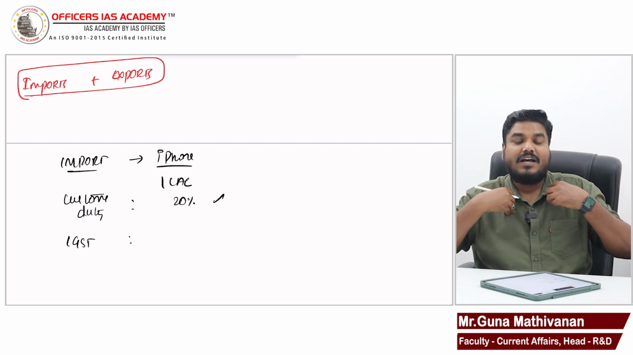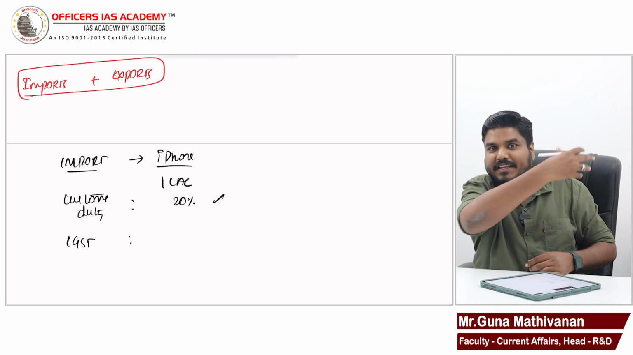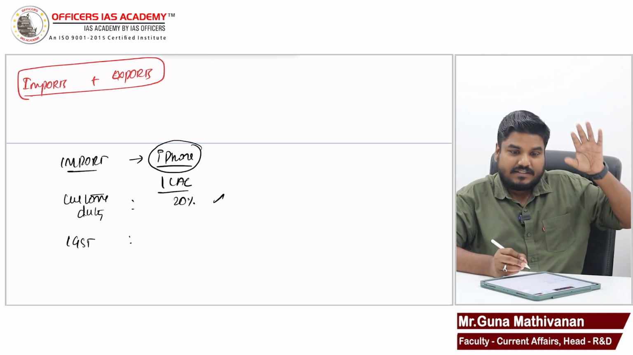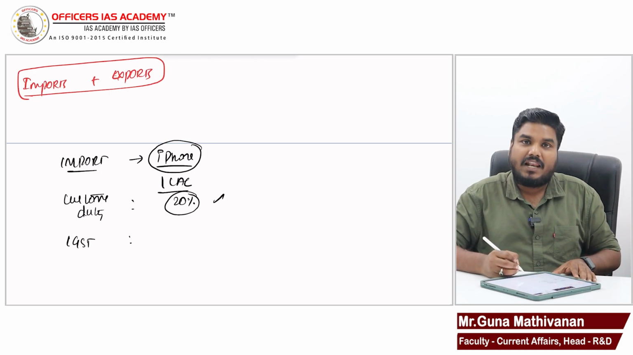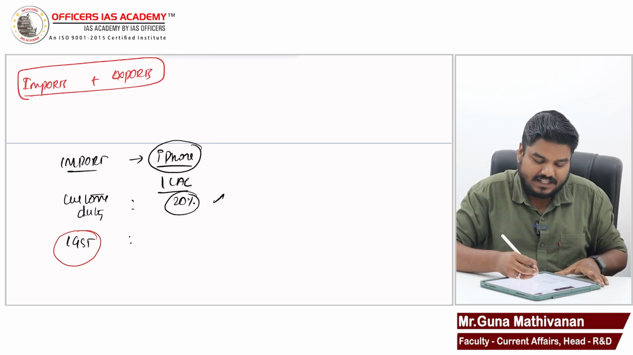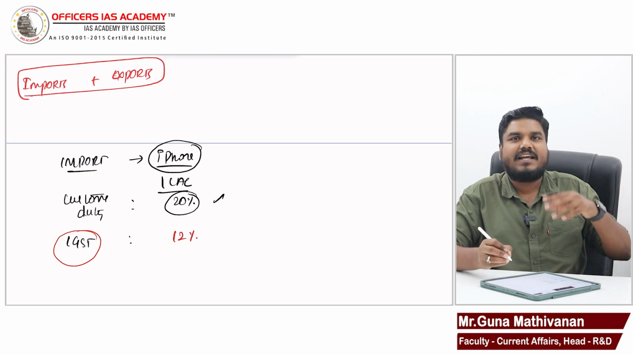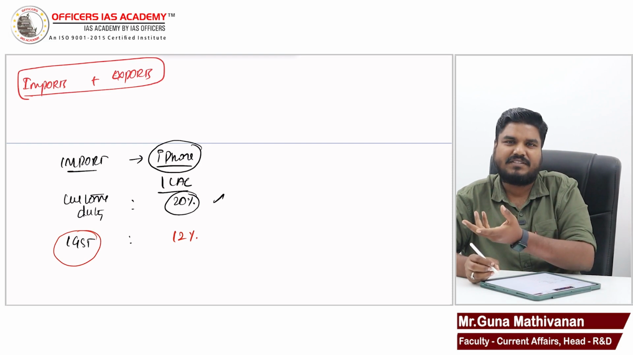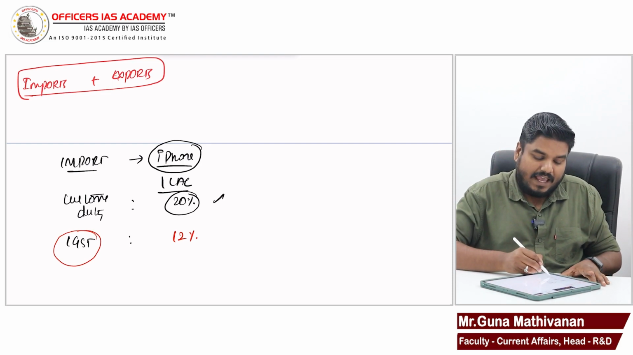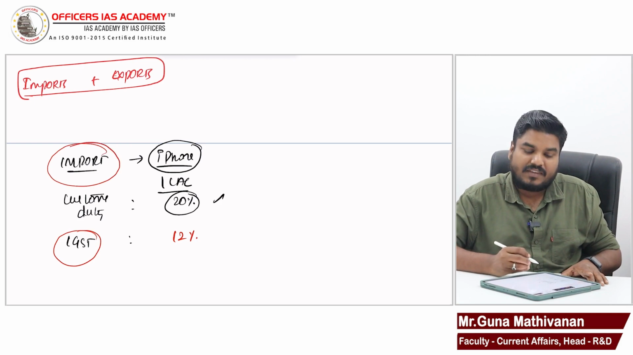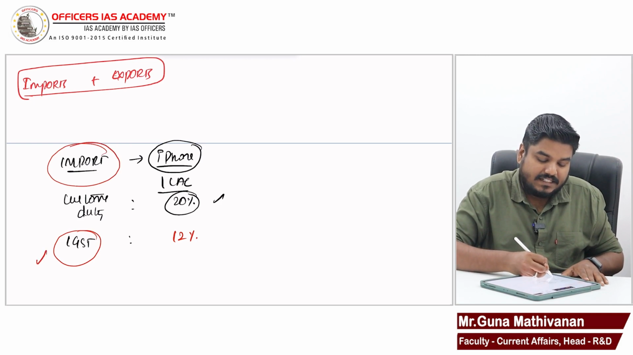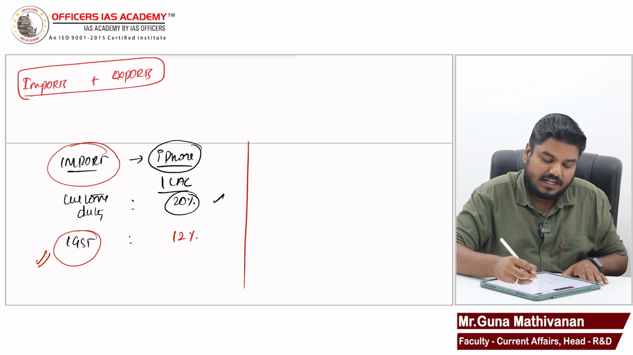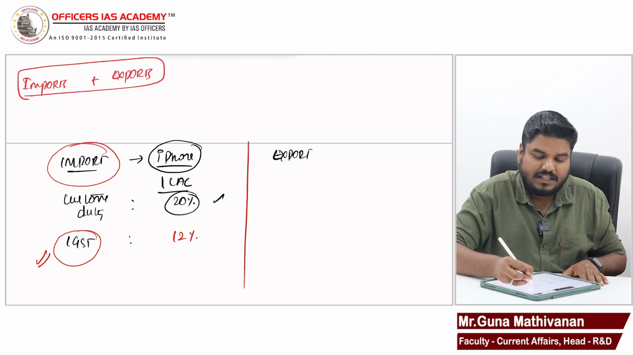So Guna from Chennai is importing an iPhone. It is worth 1 lakh rupees. When I import, customs duty of 20% will be added. Along with that, let us say IGST of 12% is also added. IGST of 12%, or 5% or 18%, whatever GST applies, is added. So when you import a product, IGST will be added.